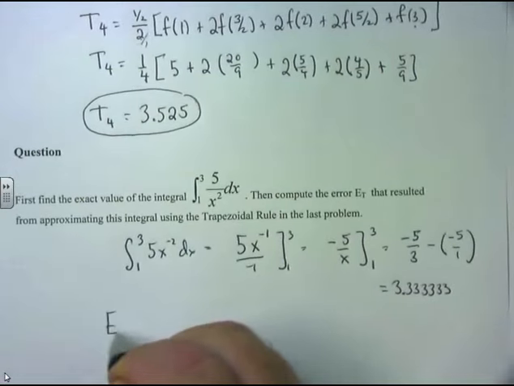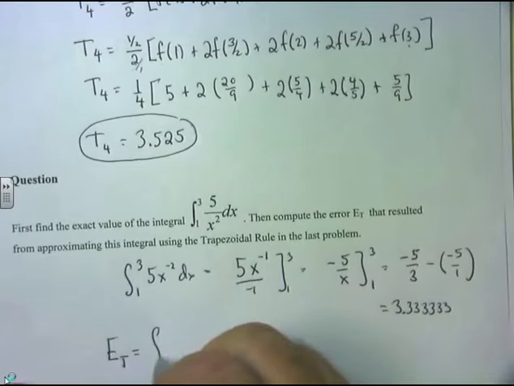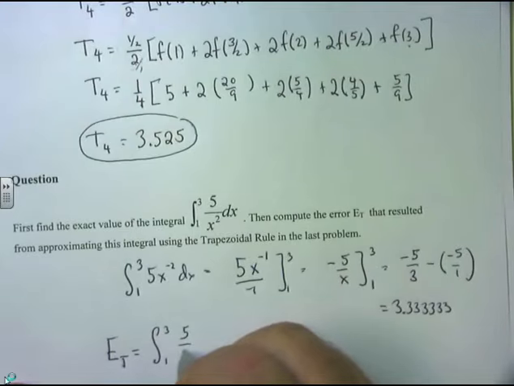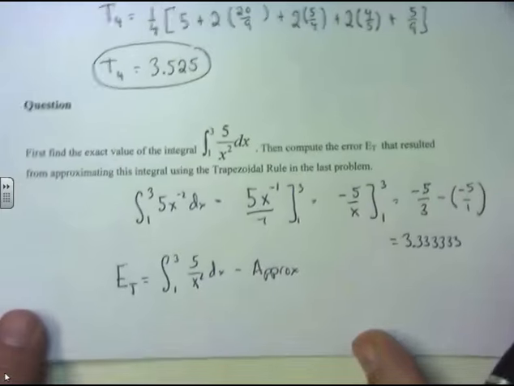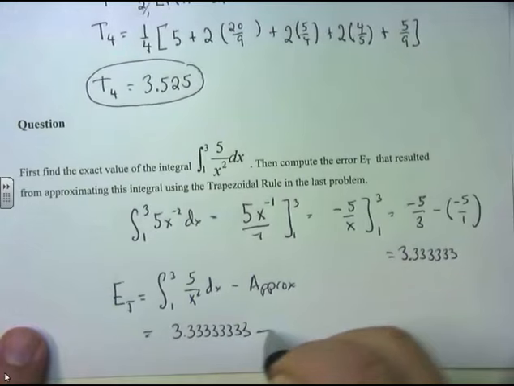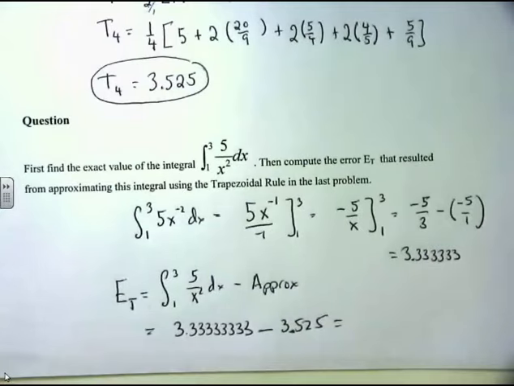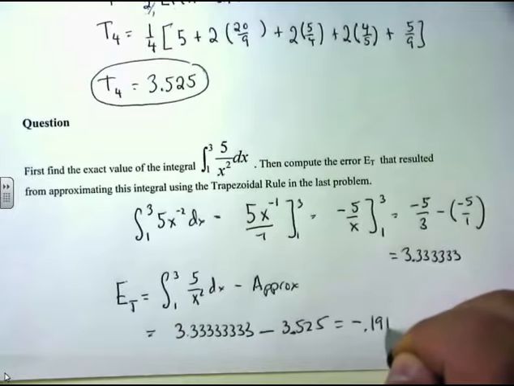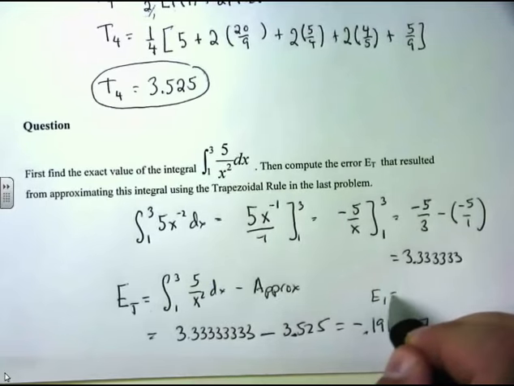Well, the error for the trapezoidal rule would be, remember your formula, the integral from 1 to 3 of 5 over x squared dx minus the approximation, and that would be 3.333333 minus 3.525, which is equal to negative 0.1916667. So this is my trapezoidal rule error.